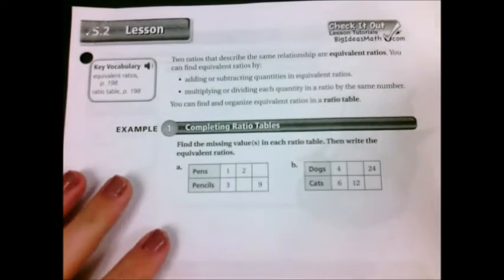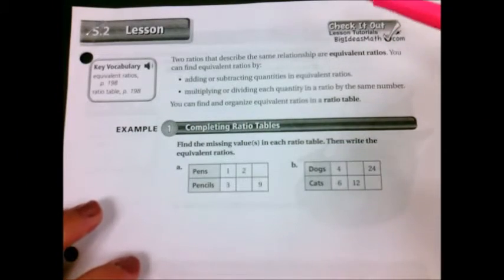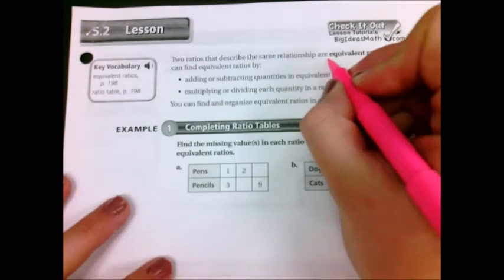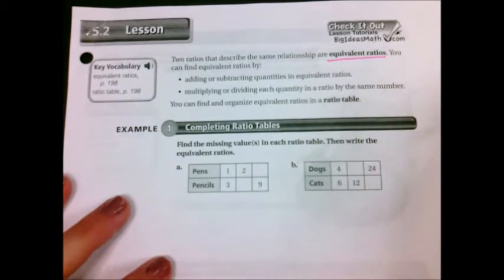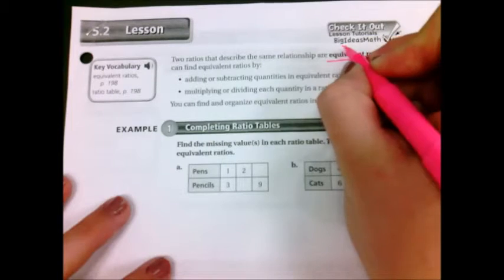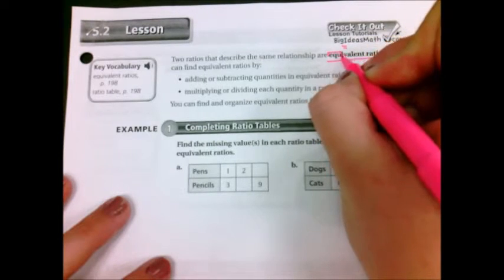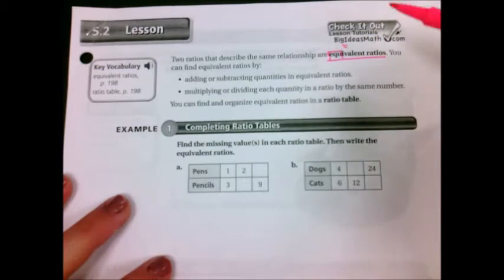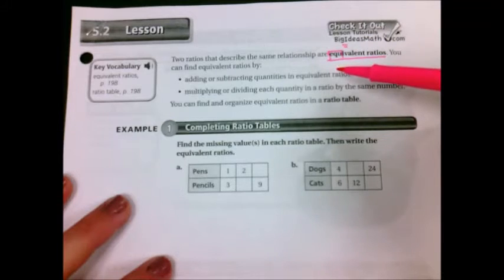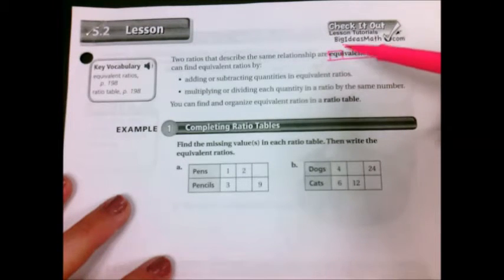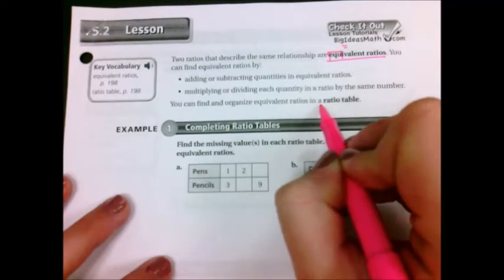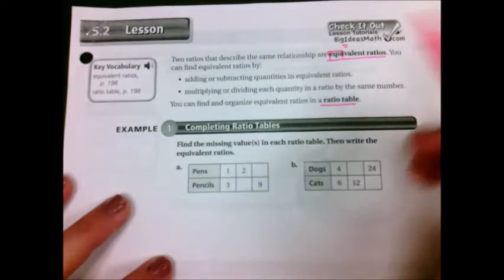Going to take a look at the 5.2 lesson. The 5.2 lesson starts talking about equivalent ratios. Equivalent means equal. Anytime we see EQU, the word in math is usually going to have something to do with being equal. So equivalent ratios are equal ratios. We're going to show these in ratio tables.